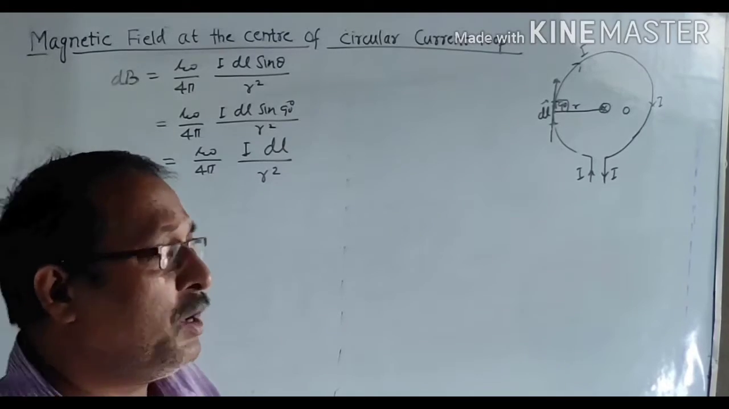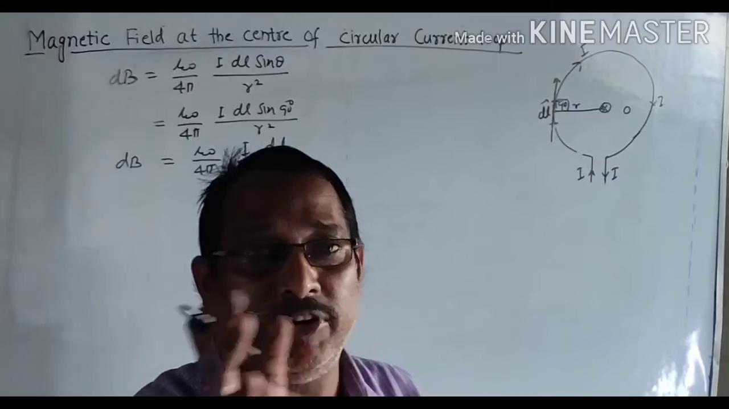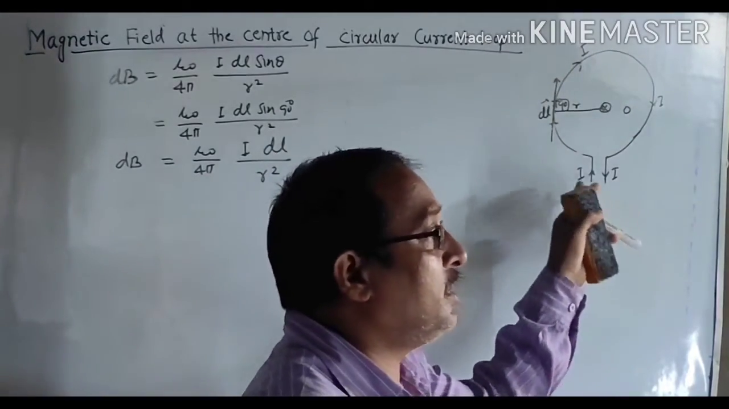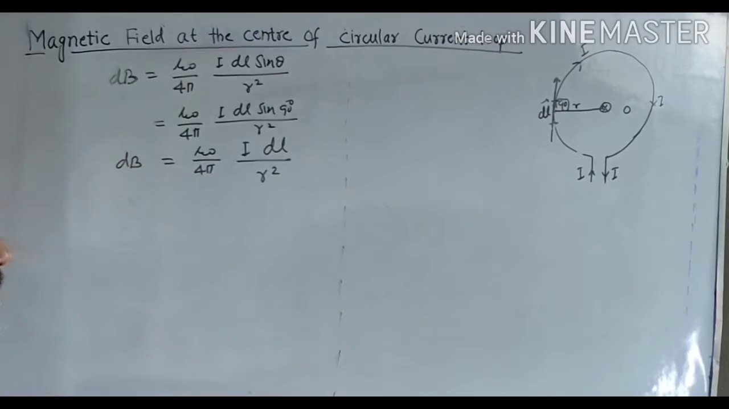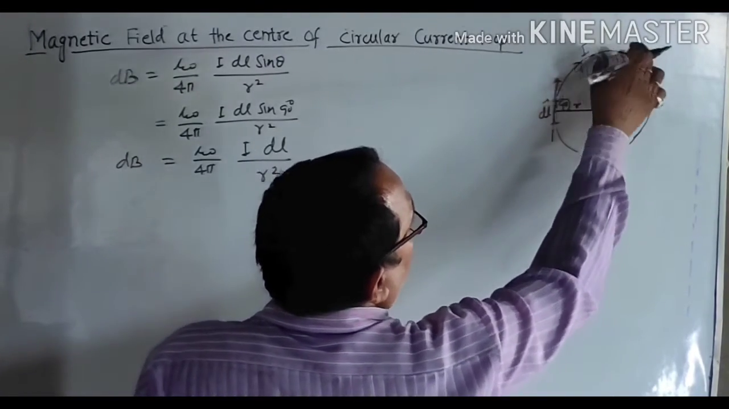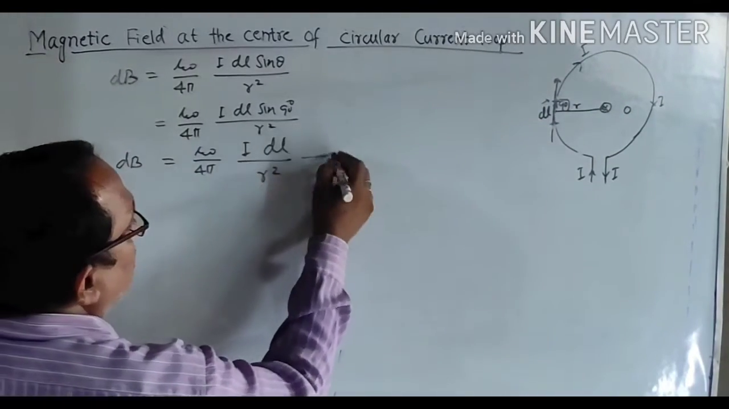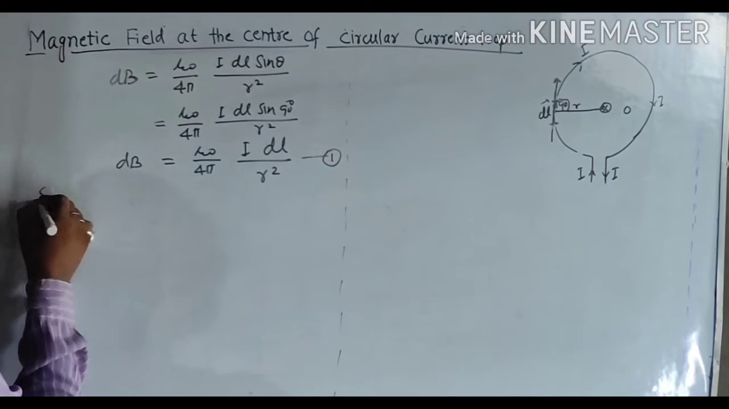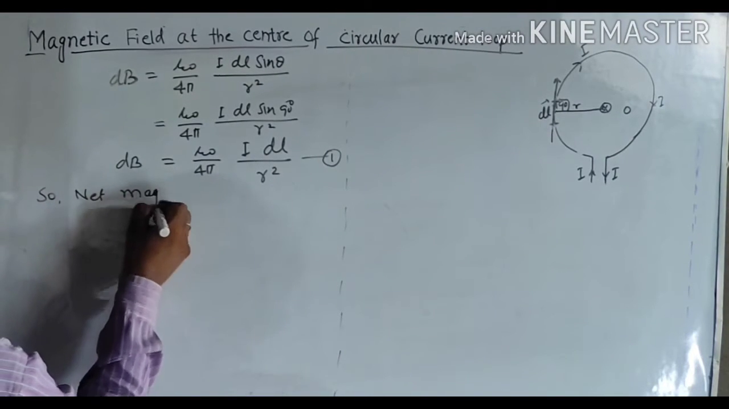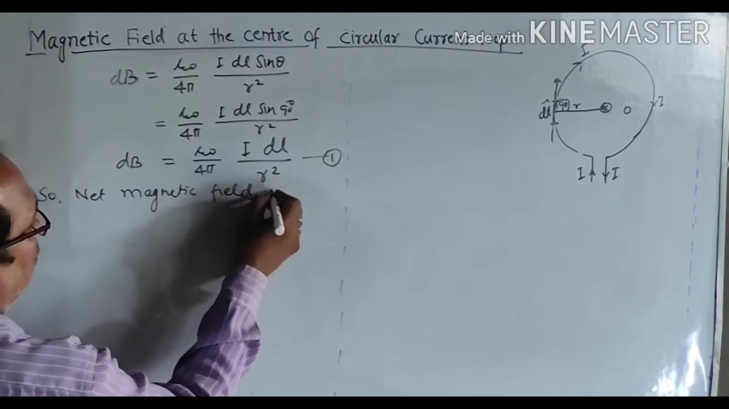Now if we want to calculate the total magnetic field produced at the center, then simply we have to integrate, or we have to add up the magnetic field produced by all such dls. So simply we have to calculate this one, equation number 1. So we can find out the net magnetic field at the center.